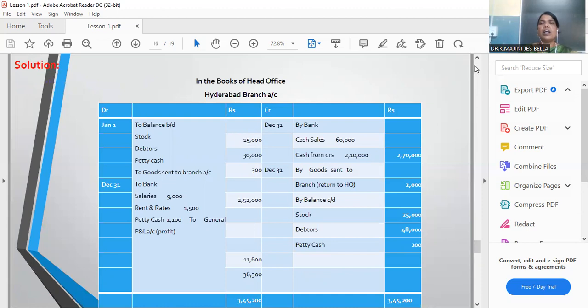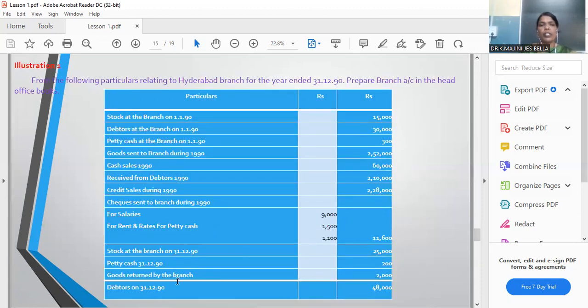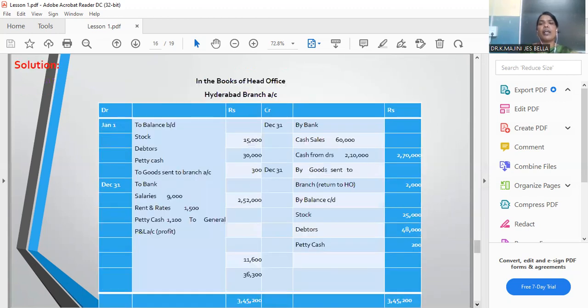Then we can see the closing stock available. Here, stock at the end, how much is the stock? 25,000. Then petty cash 200. Goods returned by the branch we have already taken. Debtors 48,000. So come to the answer. Stock 25,000, debtors 48,000, petty cash 200. These are the three items, the closing balances. So just total it. On this credit side, the total is more than the debit side total. Credit side total how much?